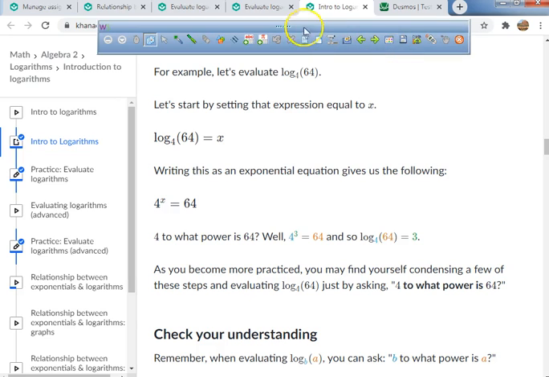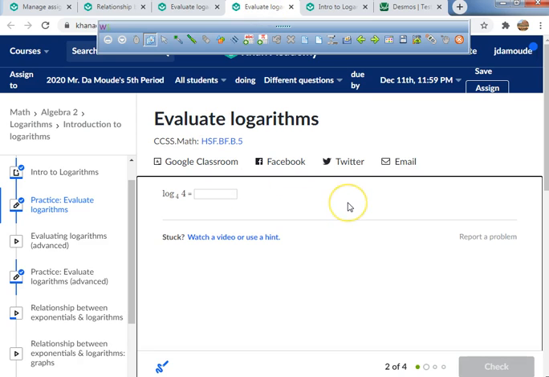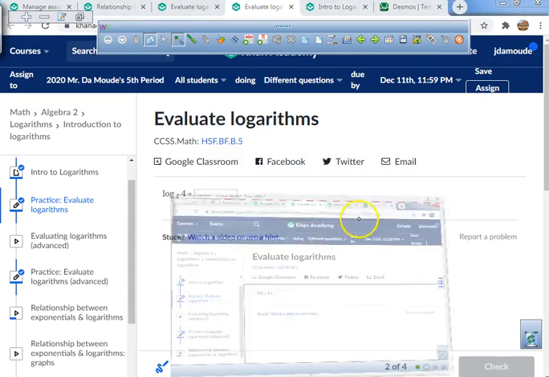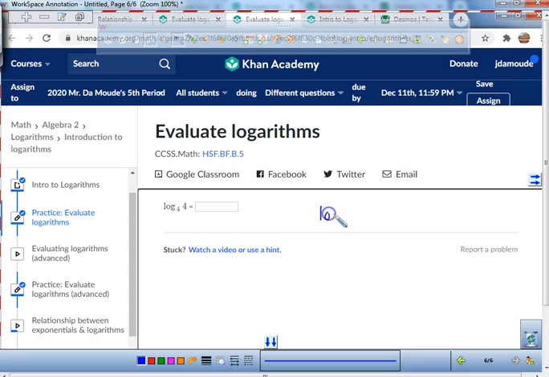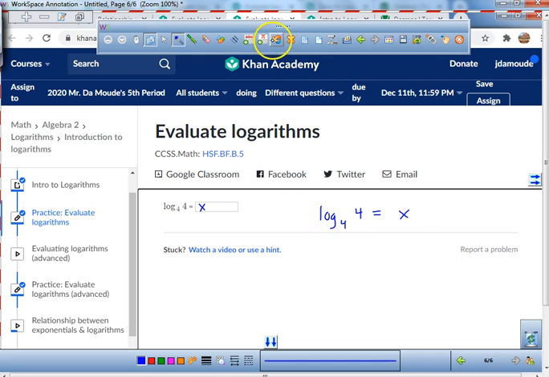All right, so this is just an introduction. What we're going to do right now is go over here to evaluating it. And here we're going to do 4 problems, and I just want you guys to see what you would do by hand. So listen up. I want you guys to write down log base 4 of 4 and just set that equal to x. So whatever this is, just set equal to x. That's what I want you to do.